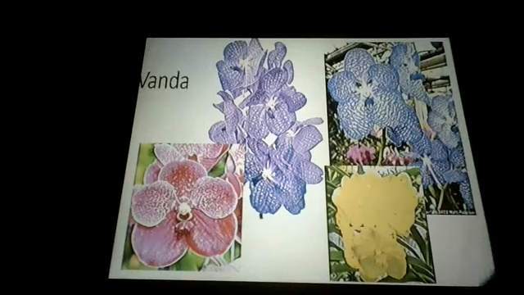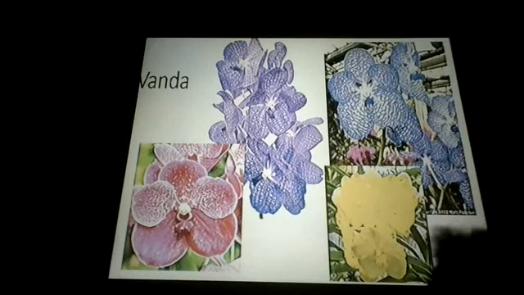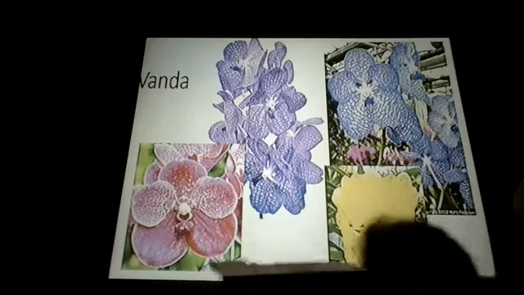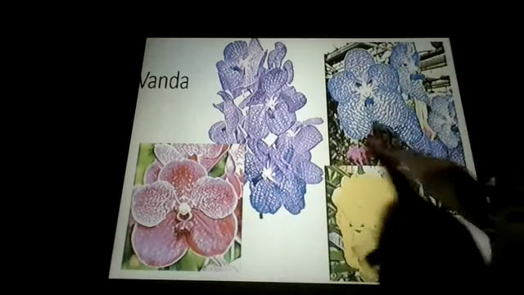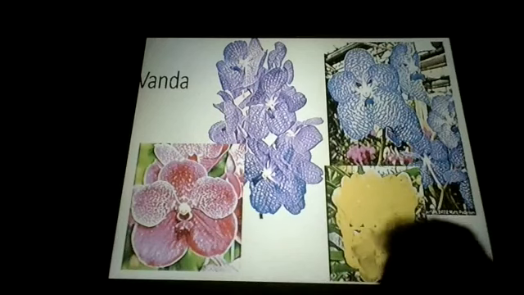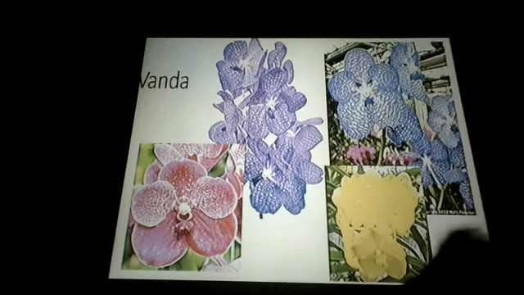Okay, next slide, please. And these are your Vandas. So we all know Vandas. They're epiphytes, and they're very colorful. And the thing about them is that on all of the Vandas, you're going to have a very small to almost non-existent lip, but it's still there.